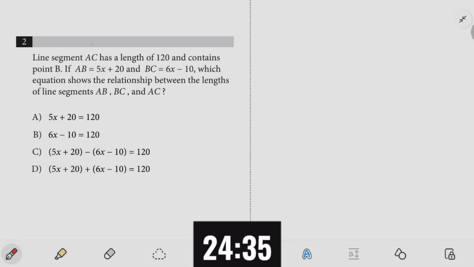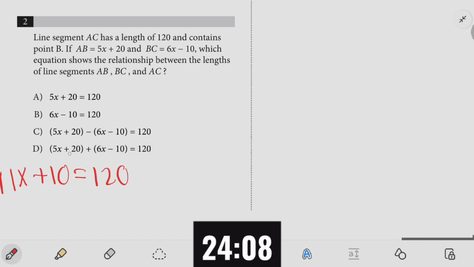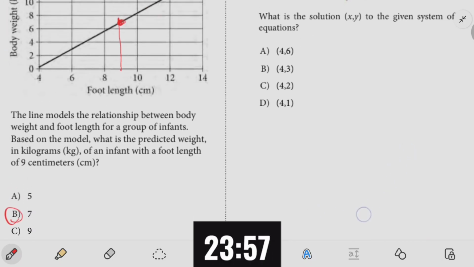What is the solution? Okay, wait, we're skipping one. The line segment AC has a length of 120 and contains point B. If AB is 5x plus 20 and BC is 6x minus 10, which equation shows the relationship between the lengths of line segments AB, BC, and AC? Okay, well, that's easy. We know that AB plus BC equals AC, so 120. So 5x plus 20 plus 6x minus 10, so that's 11x plus 20 minus 10, that's plus 10, equals 120. Oh, wait, we just have to select it. So that'll be this one. 5x plus 20, A to B, and then plus the BC, which is 6x minus 10, and we get the total length of A to C. Answer C. We don't need to do much more work than that.